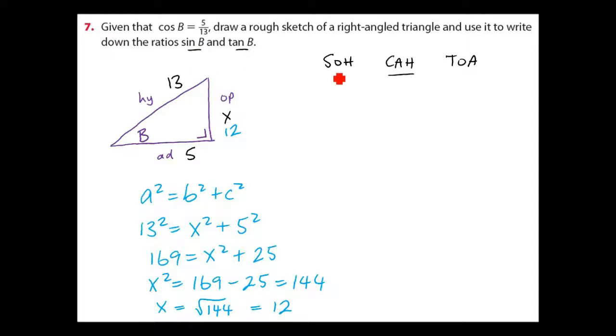So now that we have our three sides, our ratio question becomes straightforward. So sine of the angle B is opposite over hypotenuse, 12 over 13. And it asks us for tan of the angle B, which is opposite over adjacent, or 12 over 5.